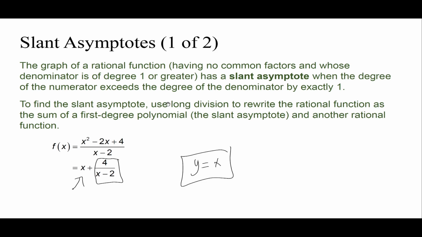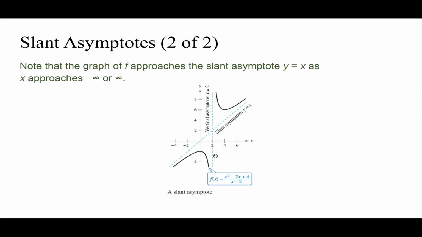To find the slant asymptote, use long division to rewrite the rational function, like we did here, as the sum of a first degree polynomial and another rational function. This is the rational function. So we can divide, and y equal to whatever value we get here would be the slant asymptote. What does that mean? If you look at the line y equal to x, the graph of this function approaches that line when x approaches infinity or negative infinity. That's the meaning of slant asymptote.